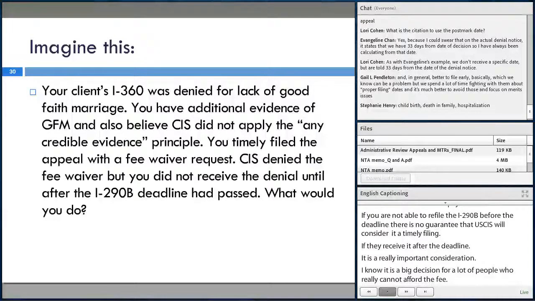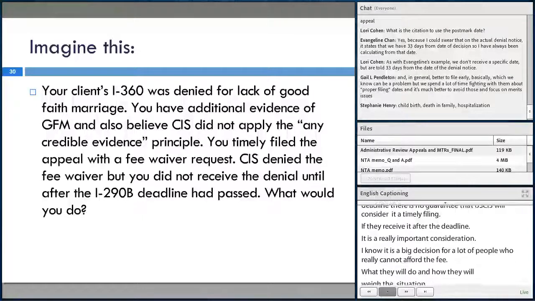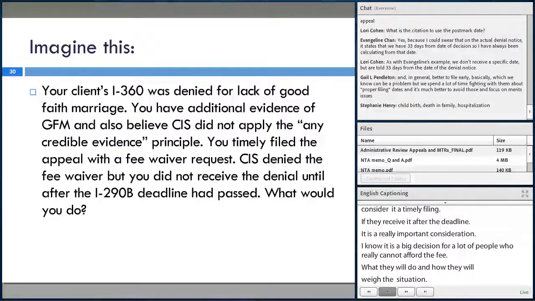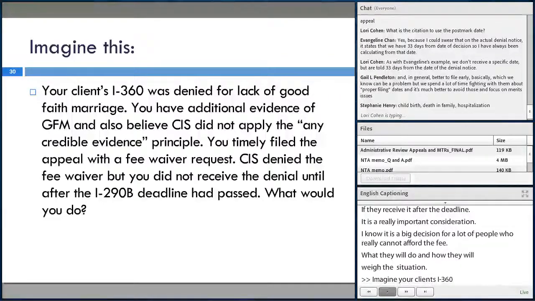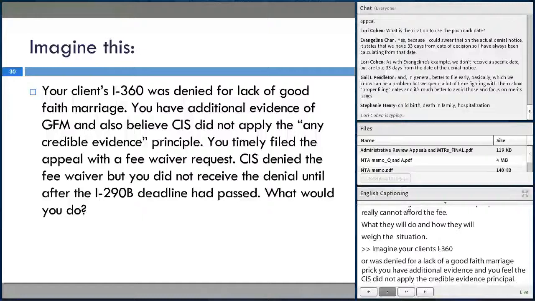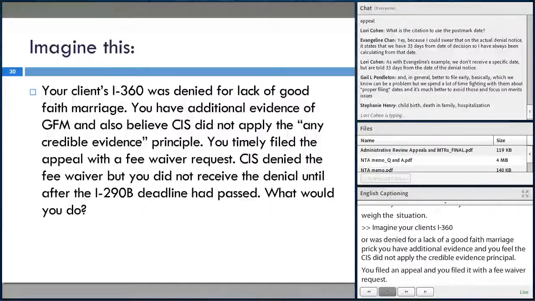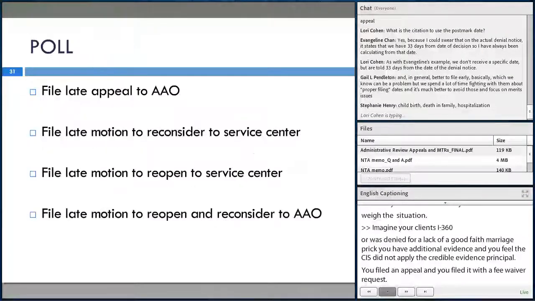So we have a little hypo here. Imagine that your client's I-360 has been denied for lack of good faith marriage. You have new evidence of good faith marriage, and you also think that CIS didn't properly apply the any credible evidence principle. So you filed an appeal with a fee waiver request. USCIS denied the fee waiver, but you didn't receive the denial of the fee waiver and the rejected 290B until after the 290B deadline had already passed. In that situation, what would you do?